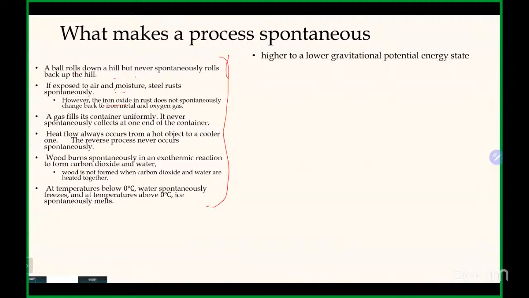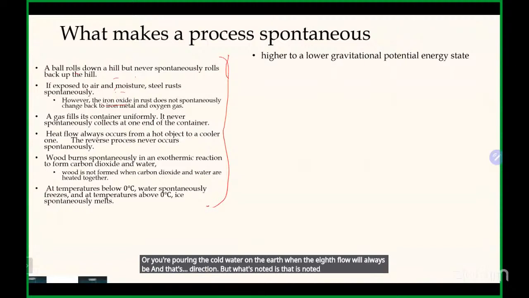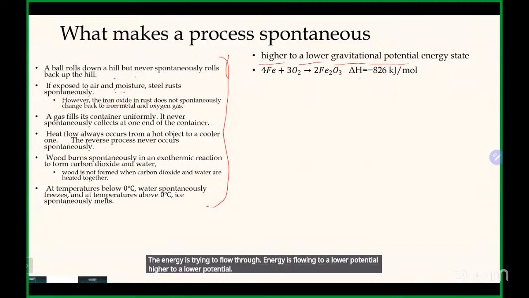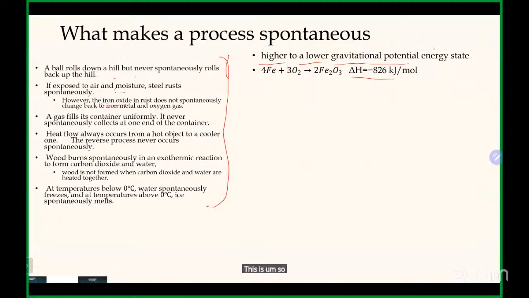in that direction. So what is noted is that in the case of the ball, the energy is flowing from a higher to a lower potential. In the case of the iron, there is a reaction going on. You are giving energy to the surroundings, so we have a flow of energy as well.